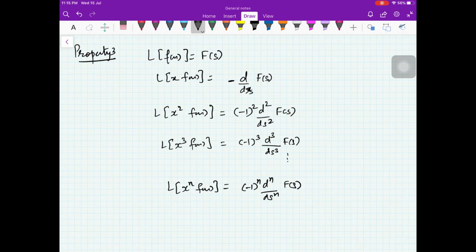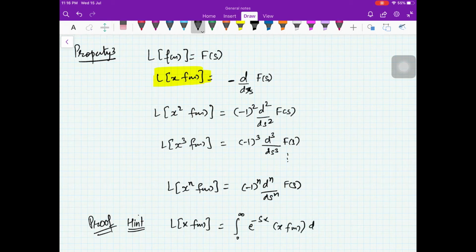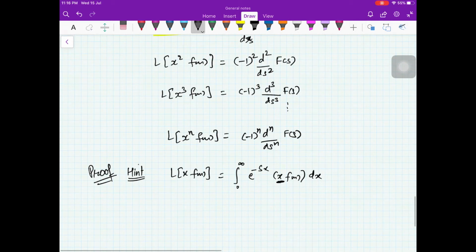Now think about how you are going to prove this. This is quite simple. You will start with the left side and then you will use integration by parts, right? I am not proving it, I'll just give you a hint. The hint is that you start with L of x f of x, that will be integral 0 to infinity e raised to power minus s x times x f of x. Now you want to get rid of this x somehow to reach f of s, so you will use integration by parts. Use your imagination on how you can do that. So that is the idea.